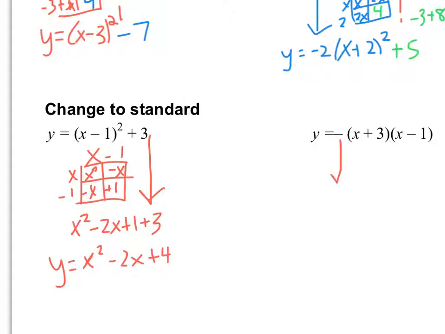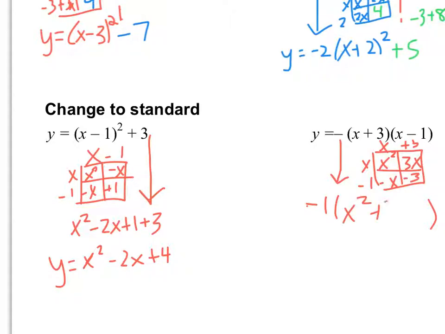With the one on the right, I would bring down that negative 1 and multiply it once I've gotten my answer. So I have x plus 3, x minus 1, so that's x squared, 3x, negative 1x, negative 3, so x squared plus 2x minus 3. So y equals negative x squared minus 2x plus 3.